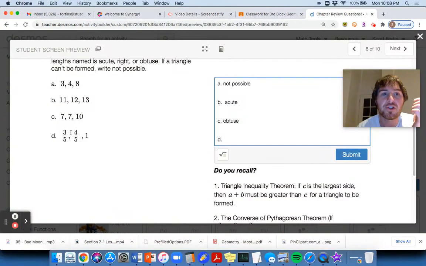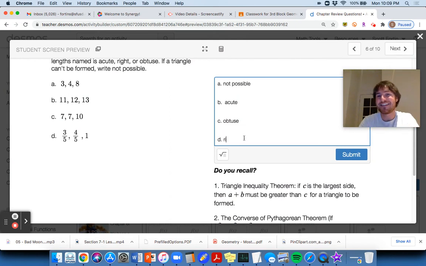Okay, so now I'm going to square this. The square of 1 is 1. If I square 3/5, remember that's 3/5 times 3/5, so I would get 9/25. 4/5, if I square that, I get 16/25. 9 plus 16 is 25, so I get 25/25. So yeah, this one's going to be right.